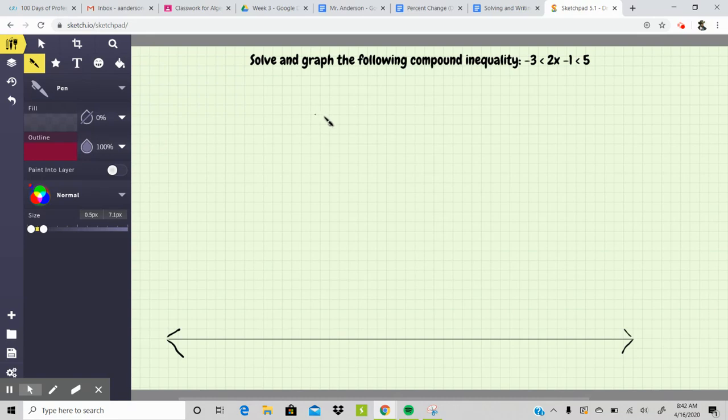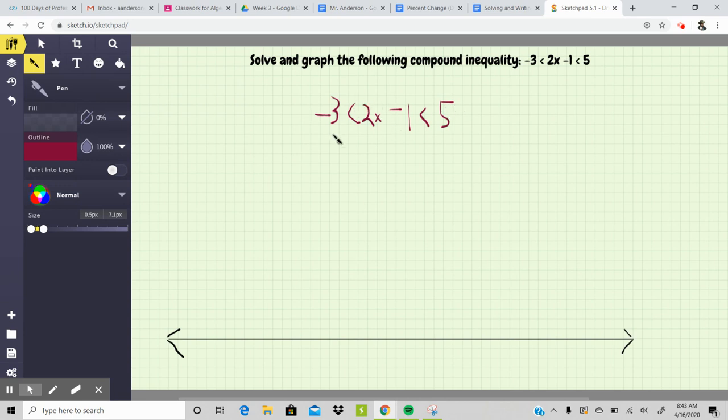So I have -3 is less than 2x minus 1 is less than 5. Okay, so it looks kind of complicated at first, but our goal is exactly the same as if we're solving an inequality or an equation. In other words, we want to get x by itself.